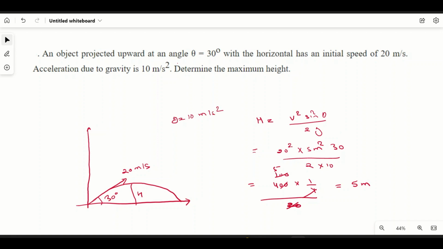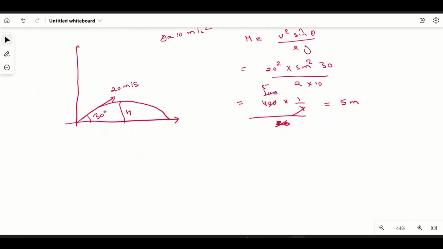If you don't remember the formula, you can also do this. This is 20 cos 30, the horizontal component of velocity, and the vertical component is 20 sine 30. Okay, so what is the height?